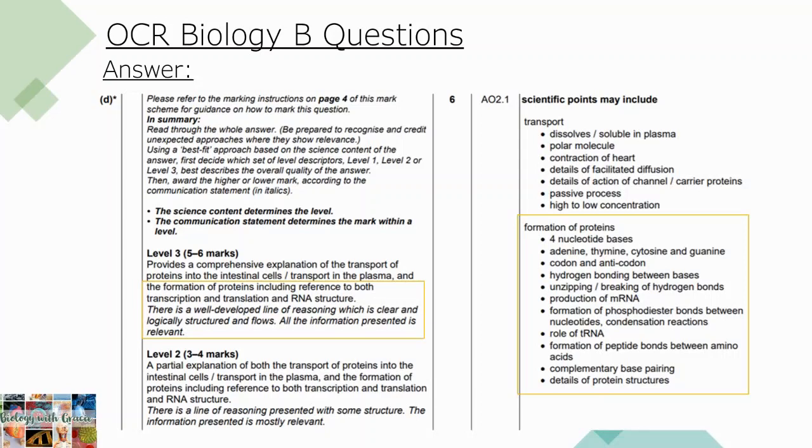And then there's some scientific points to include here. So we could talk about the nucleotide bases, A, T, C, and G, the codons on mRNA, the anticodons on tRNA, hydrogen bonding between the bases when mRNA is produced, and also between mRNA and tRNA. Also the unzipping of hydrogen bonds when the DNA strands are separated, the production of mRNA, formation of phosphodiester bonds between nucleotides, the role of tRNA, obviously the formation of peptide bonds between the amino acids, and extra points about complementary base pairing and protein structures as well.